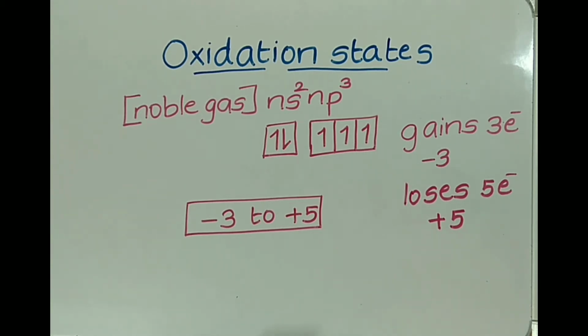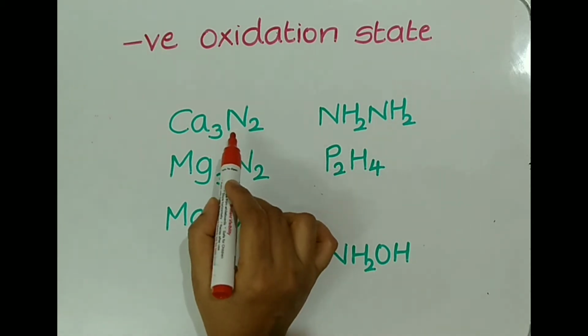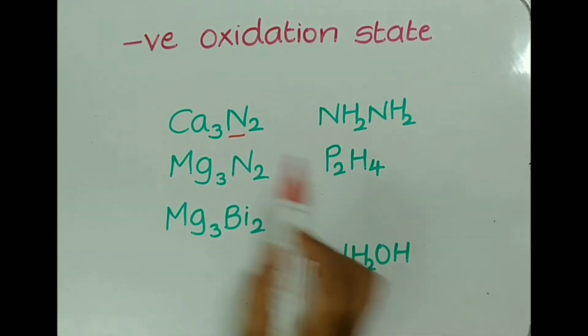Now the oxidation state can be negative, can be positive also. So let's check that. Here I have written some compounds. Let's check the oxidation state of the elements nitrogen and phosphorus. So in the first compound Ca3N2, that is calcium nitride, how to calculate the oxidation state of N here?